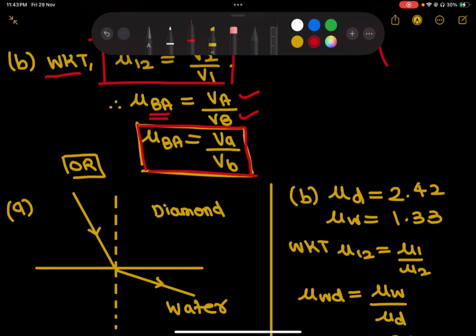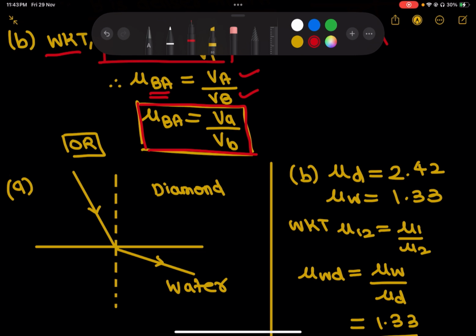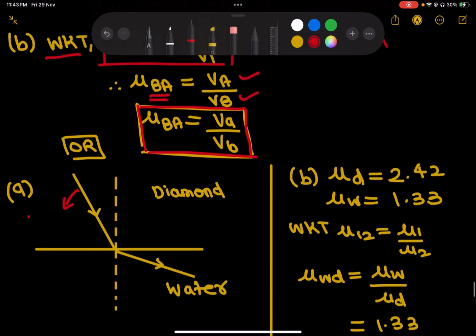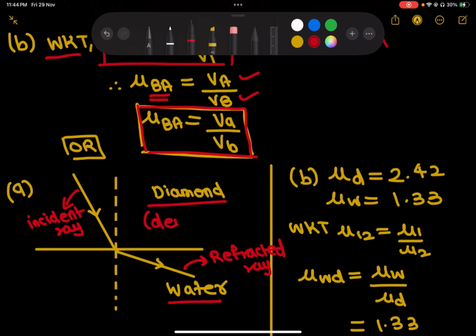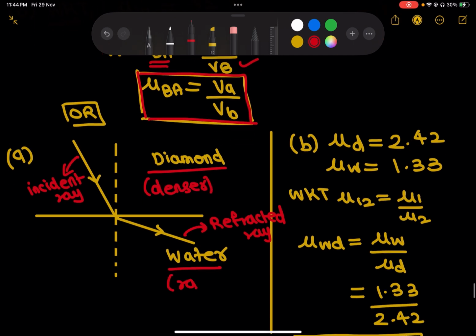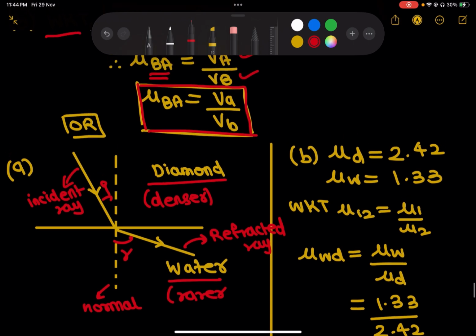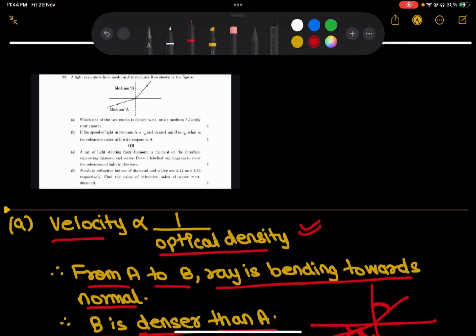The labeled ray diagram basically means that you have to show the arrows, you have to show the normal, and you have to label it. This is the incident ray, this is the refracted ray. You have to write diamond and water. You can also write denser and rarer medium. You can write this is the normal. This is the angle of incidence, and this is the angle of refraction. All this is basically a labeled ray diagram. Understood? Simple.